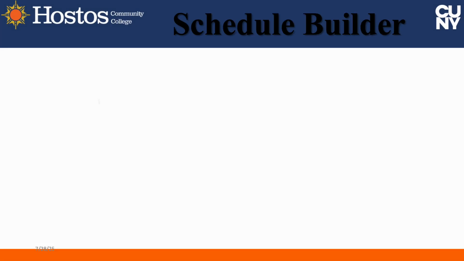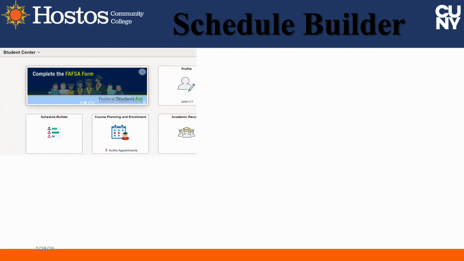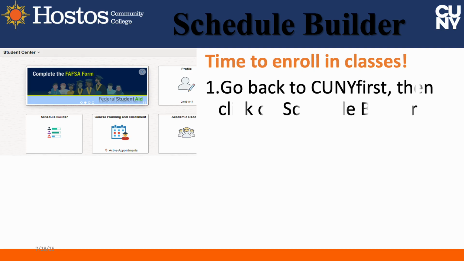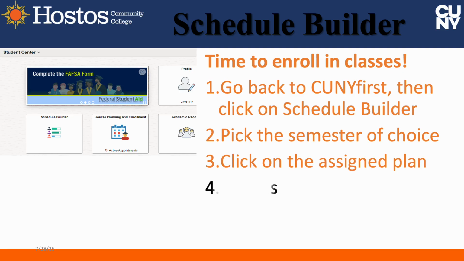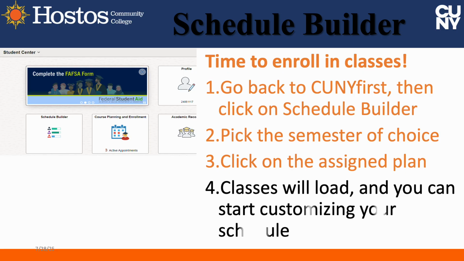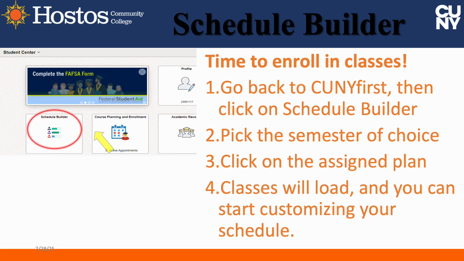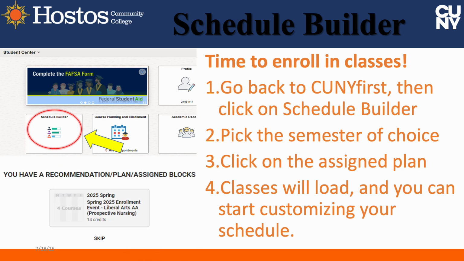So now you know what classes you need to enroll for. Let's go into Schedule Builder. First thing you want to do is go back into CUNY first and click on the Schedule Builder icon. You're going to pick the semester that you want to enroll for. It should look something like this. And then there should be a plan created for you, which looks like this. And you'll be able to click on it and load your classes. Now you can customize your schedule the way you want.